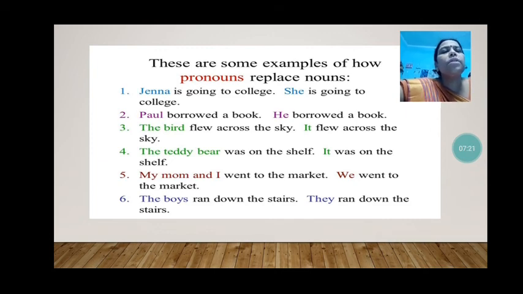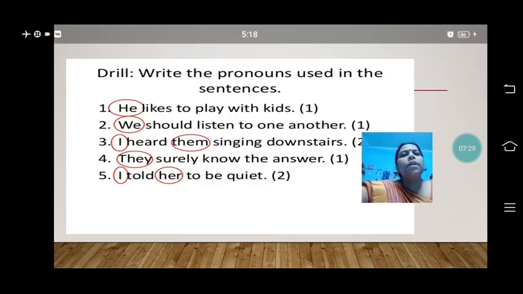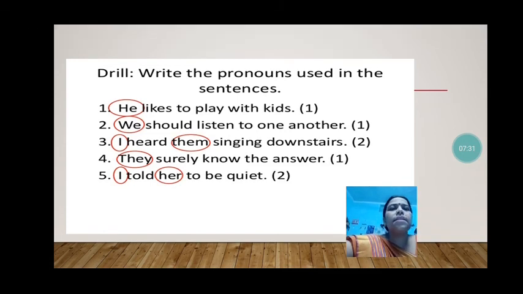The boys ran down the stairs, plural. So we have used they ran down the stairs. Now write the pronouns used in the sentences. He likes to play with kids. What is the pronoun over here? He. We should listen to one another. We. I heard them singing downstairs. What are the pronouns? I and them. They surely know the answer. They is the pronoun. I told her to be quiet. So I and her are the pronouns in these sentences.